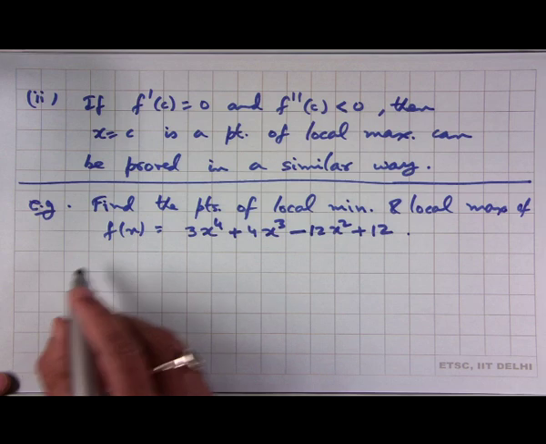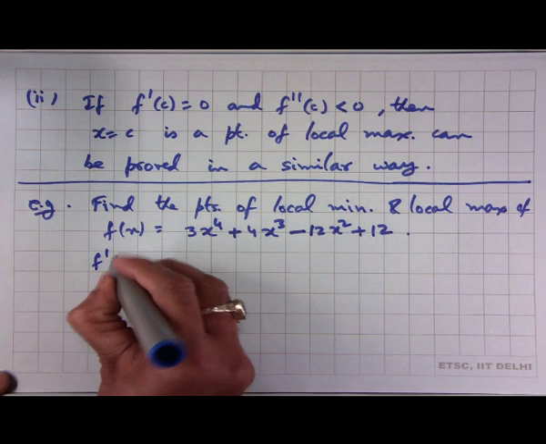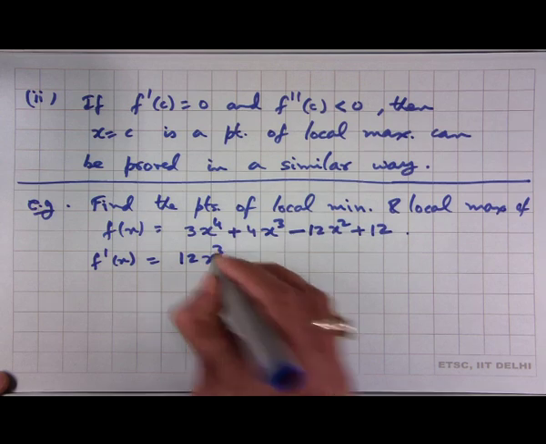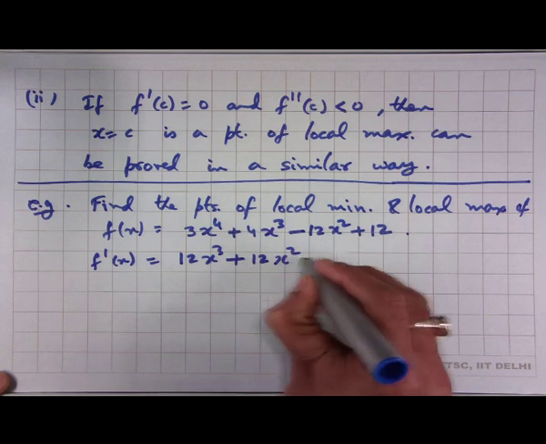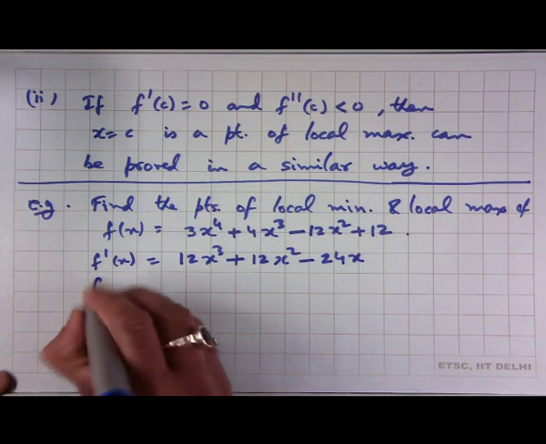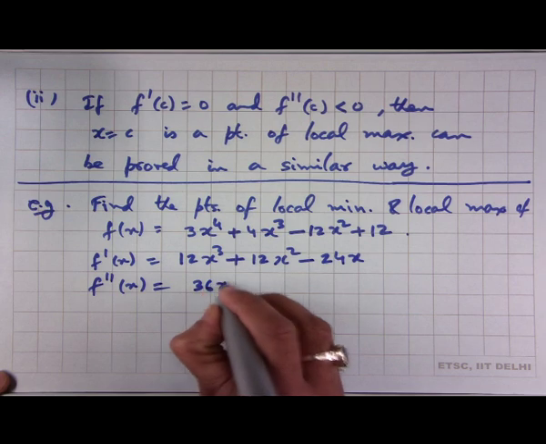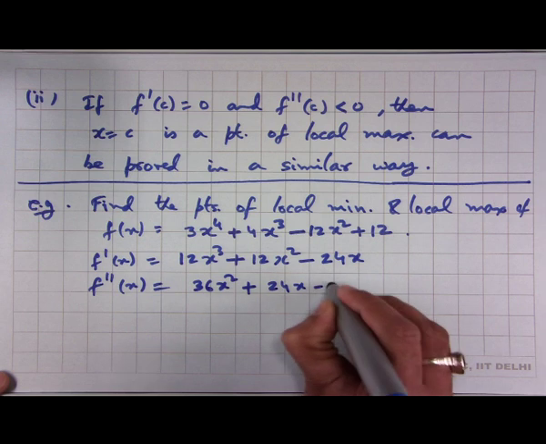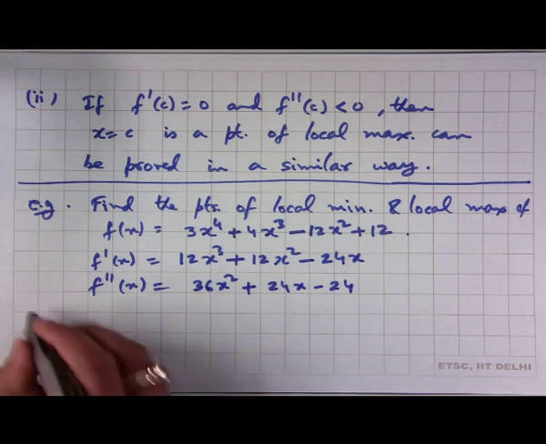So, what we do, first find the critical points. So, we find f prime x is equal to 12x cube plus 12x square minus 24x, and f double prime x is equal to 36x square plus 24x minus 24. Now, first we find critical points.